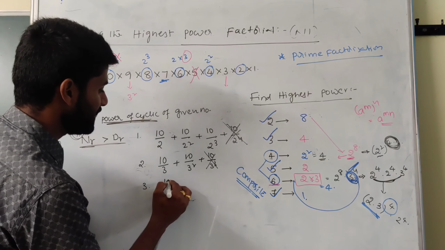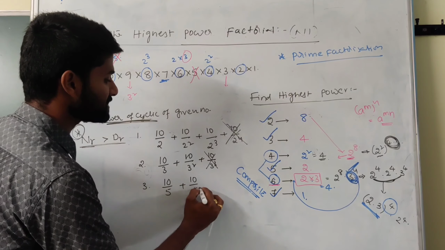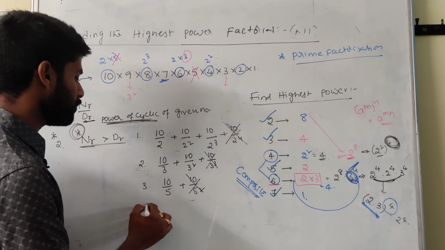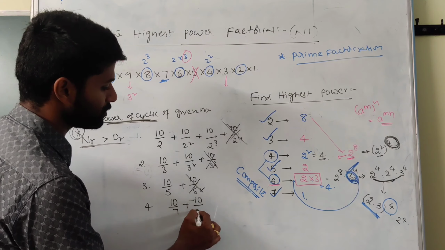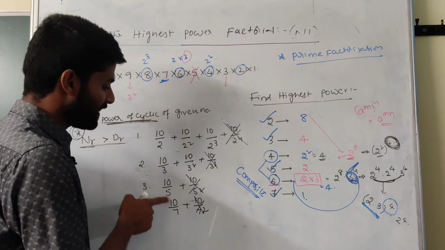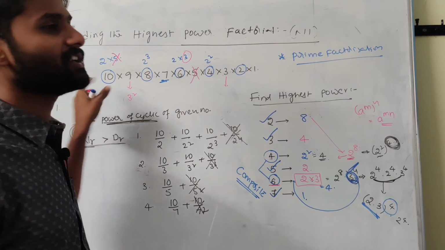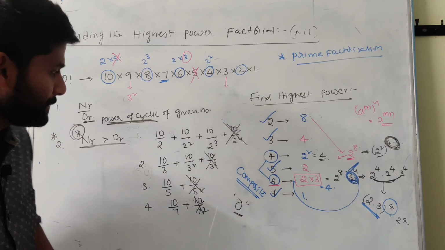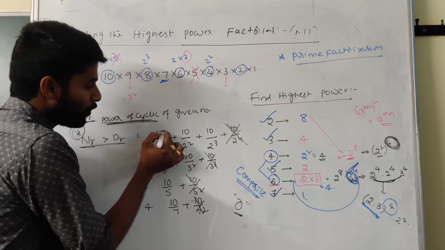Okay, if you go with the next one, 10 divided by 5 power cyclic, and the next value 10 divided by 5 square, we cannot go with the 10 divided by 5 square value. Same for the maximum power of 7: 10 divided by 7, and the next value 10 divided by 7 square we cannot consider. The primes are 2, 3, 5, 7, and the next prime number is 11. The maximum power of 11 in 10 factorial: there is no 11, so the maximum power is equal to 0.